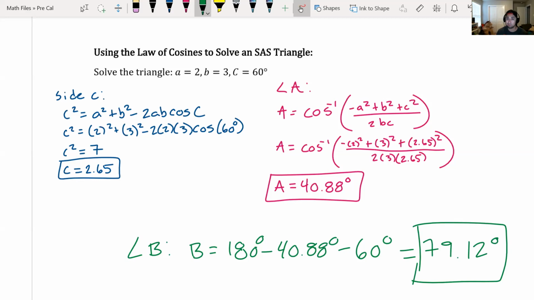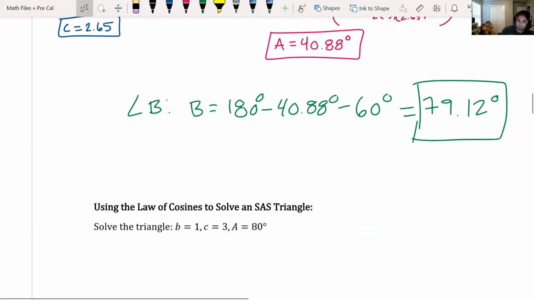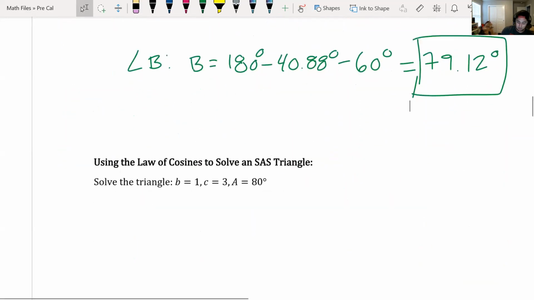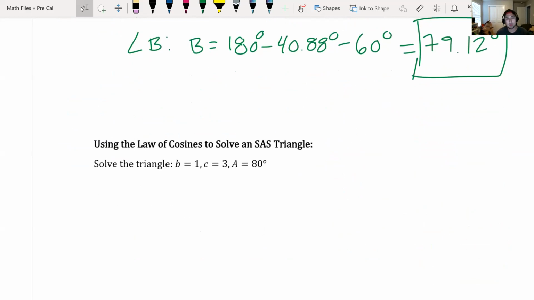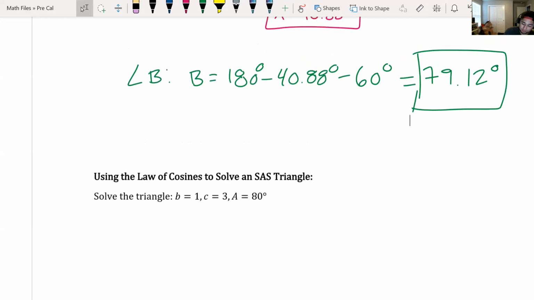Nothing to it. See? Law of cosines is easier, but again, heavier in the computation. Okay. Cool. Let's do another one. All right. B is 1, C is 3, A is 80. This means that we are given enough information to find side A. So that's where we'll go.